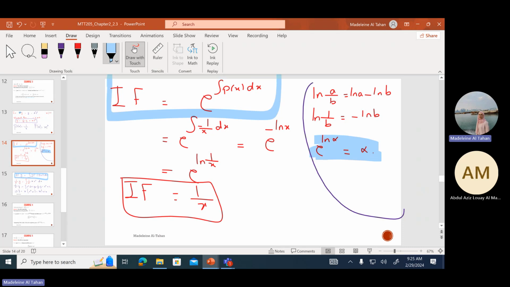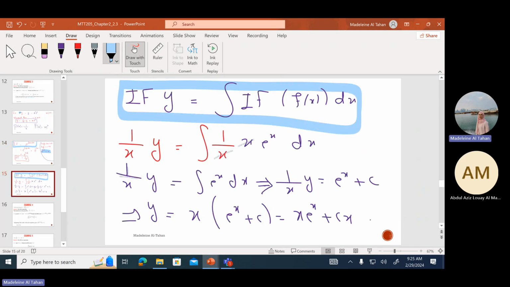What's the next step? Which formula should we use? Integrating factor times y equal to this one, integrate, put the constant of integration and then find y.